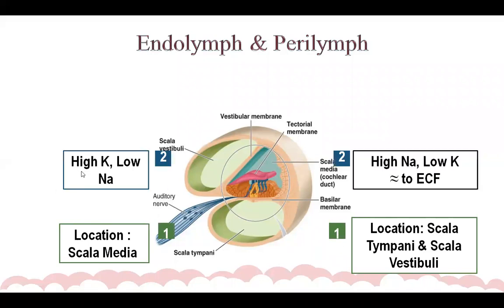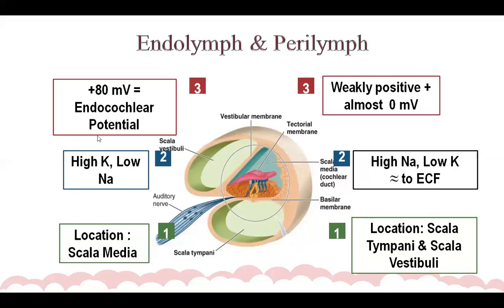For ionic concentration, endolymph has high levels of potassium and very low sodium. Perilymph is almost equivalent to ECF, with very high sodium and very low potassium. The endocochlear potential of plus 80 millivolts is present in the endolymph, attributed to high potassium levels, whereas in the perilymph it is very weakly positive, almost 0 millivolts.